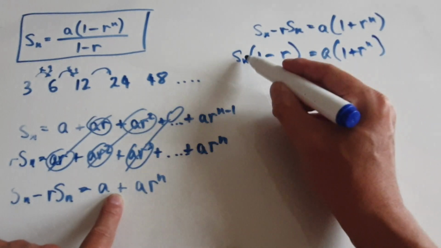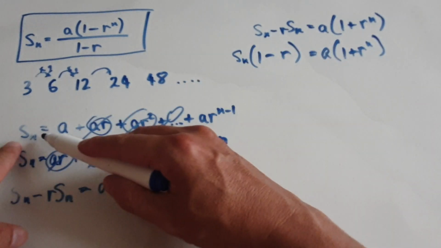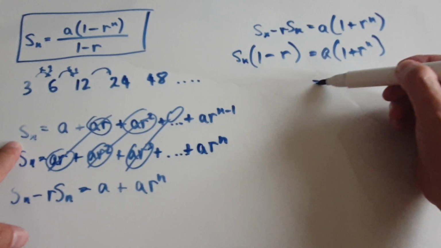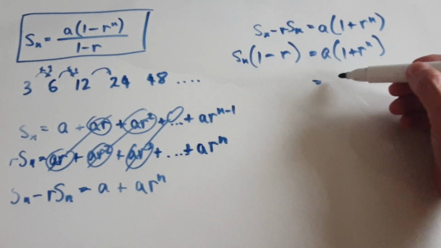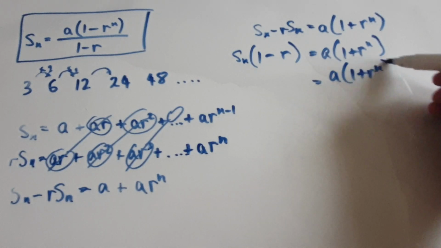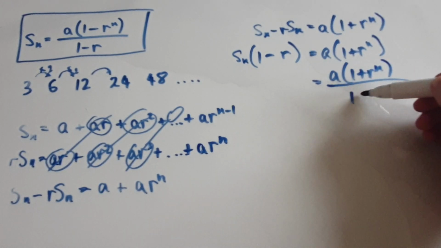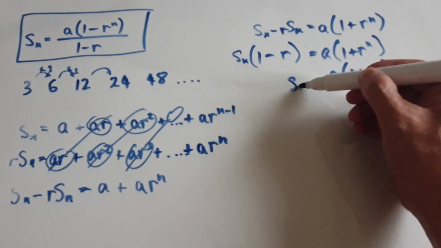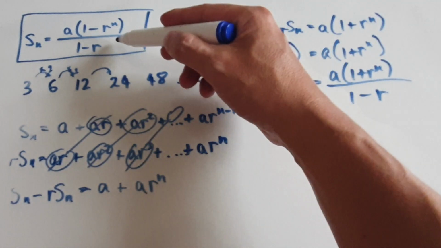And then now you want to get Sn on its own, because Sn represents a sum of all the terms. So divide by 1 minus r. So that would be a bracket 1 plus r to the power of n divided by 1 minus r equals Sn. And that's where this comes from.